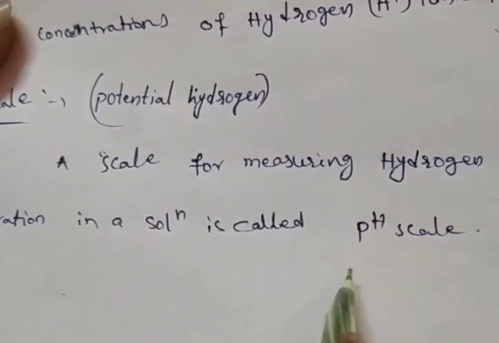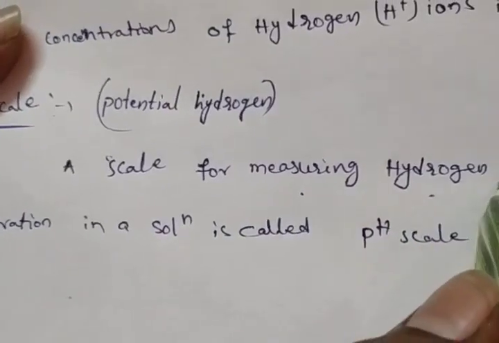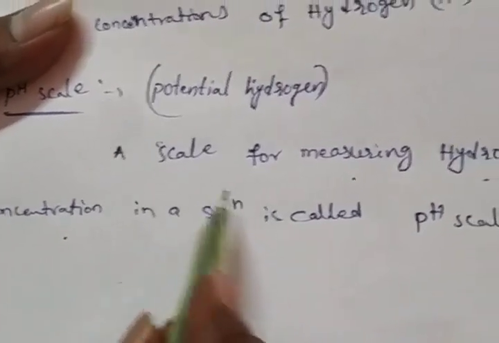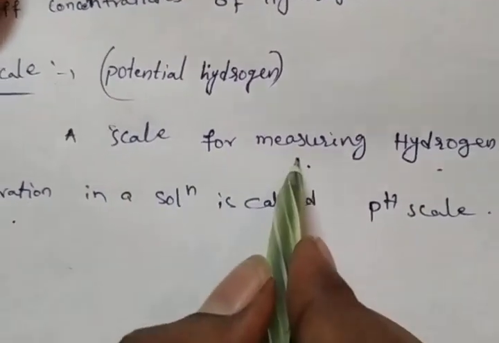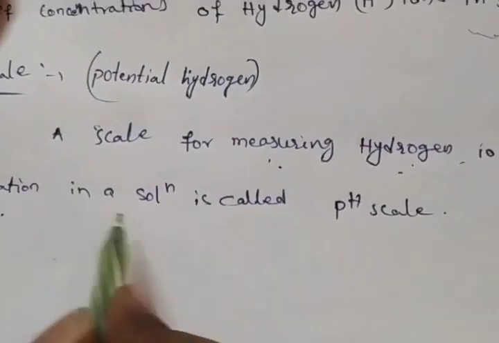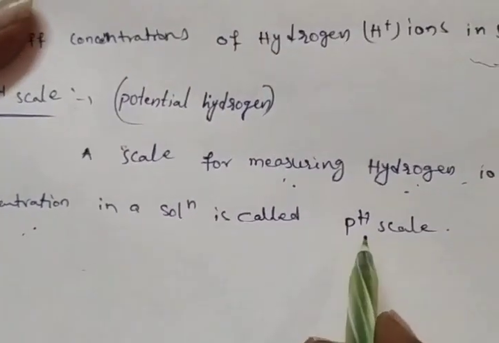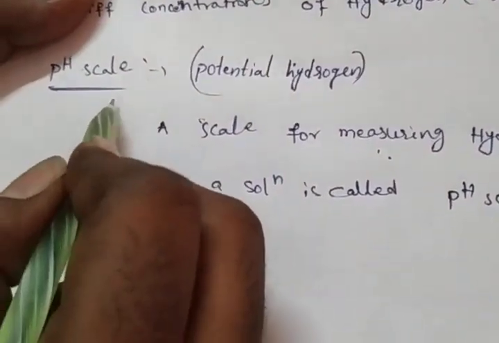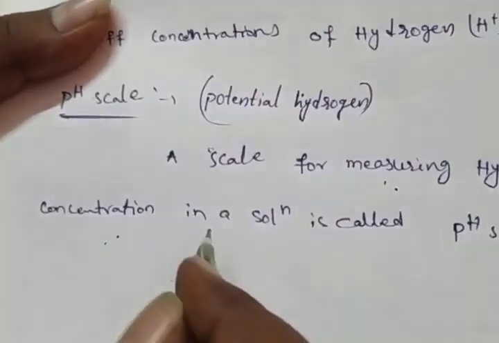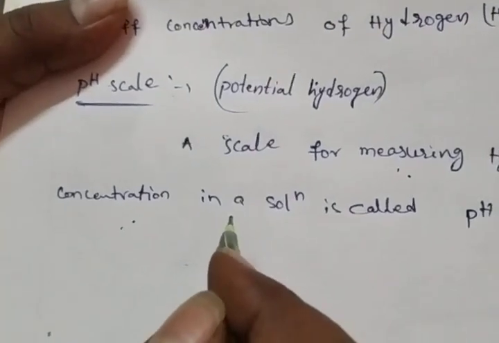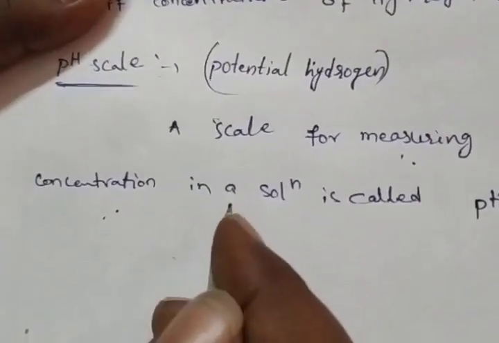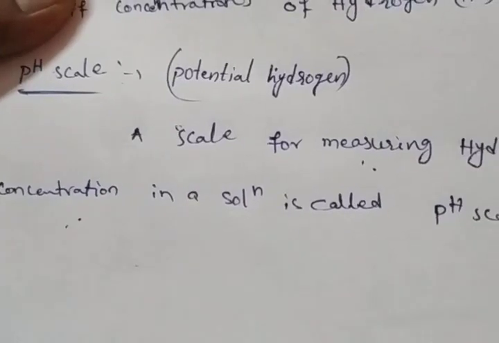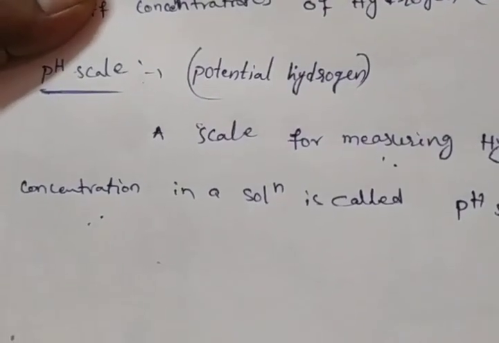What is the use of the pH scale? We can measure the hydrogen ion concentration in a solution by the pH scale. Here in pH scale, P stands for potential, H is hydrogen. On the pH scale, we can measure pH generally from 0 to 14.